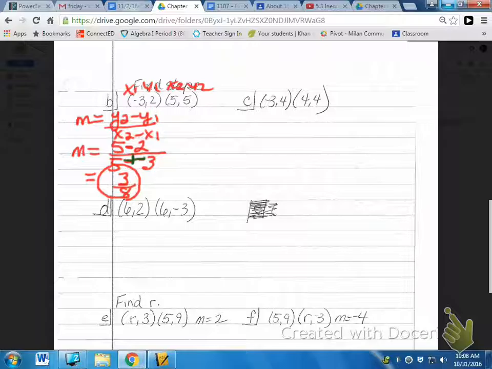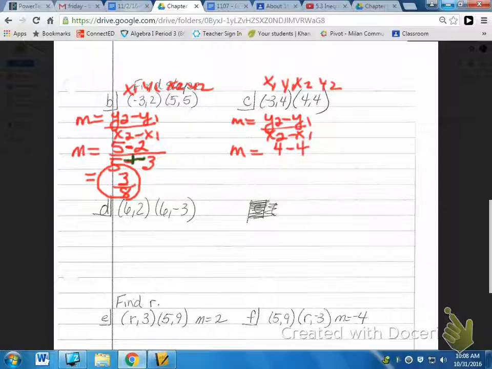All right, this one: negative 3, 4, and 4, 4. I would do x1, y1, x2, y2, and m equals y2 minus y1 over x2 minus x1. 4 minus 4 on top, 4 minus negative 3 on the bottom. Again, I see that, and I've got to change it to one sign, which would be plus. And then 4 minus 4 puts 0 on top over 7.